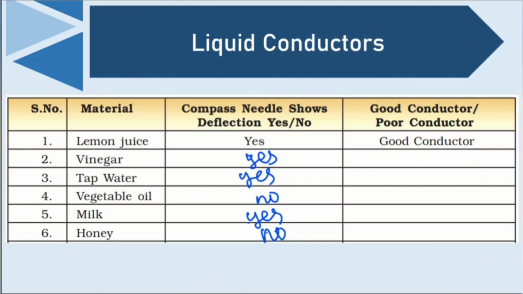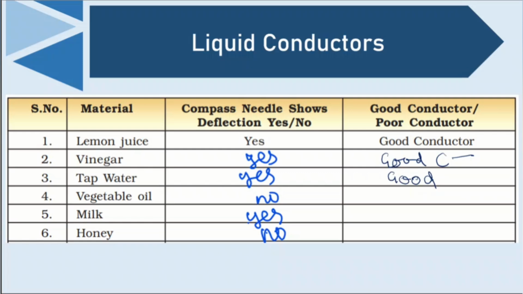Here is a table listing different liquids. Let us check whether they are conductors or not. So, when we dip the loose wires in vinegar, we can see that the compass needle deflects. Therefore, it is a good conductor. Tap water also causes deflection of the compass needle. So again, it is a good conductor.